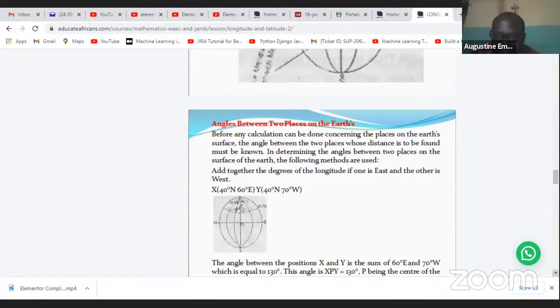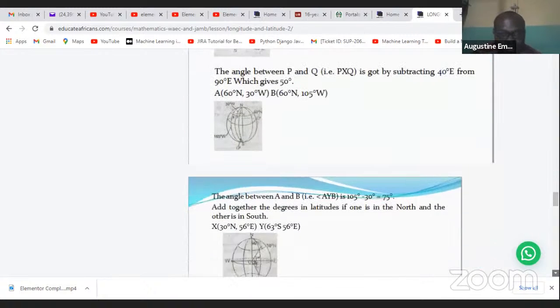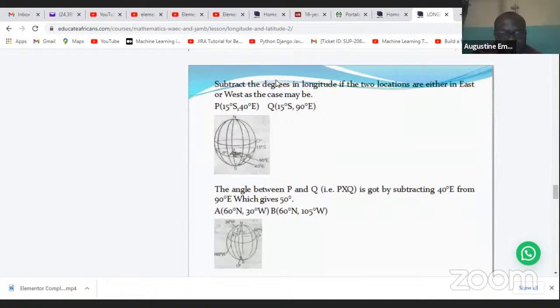So take note, angle between two places on the earth, if they are on the same side of the longitude, you subtract. But if they're on different sides of the longitude, you add. Take note of that. Those are very important before we start most of the things we'll be doing, okay? So let's look at these. So subtract in this case, and we subtracted and we got 50.